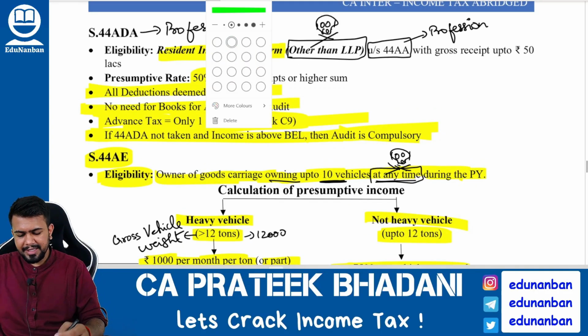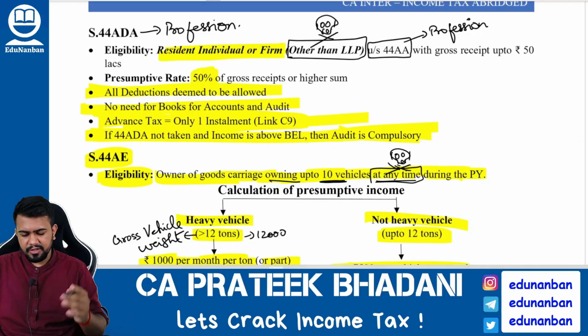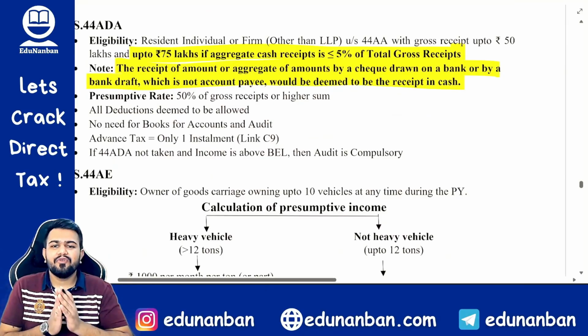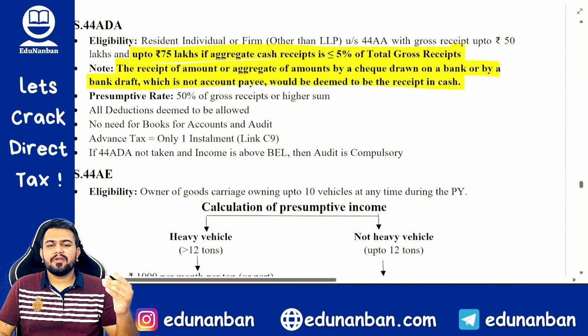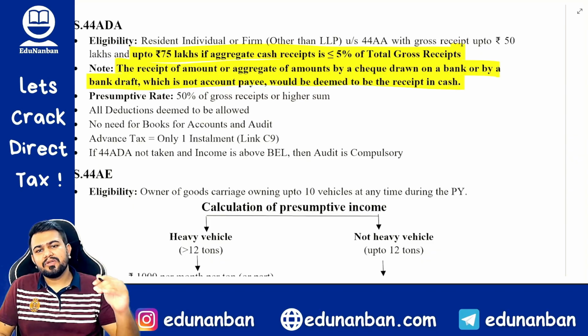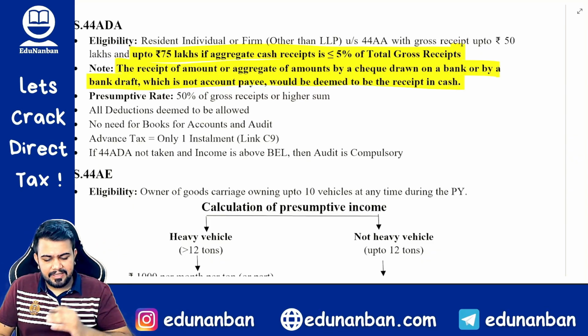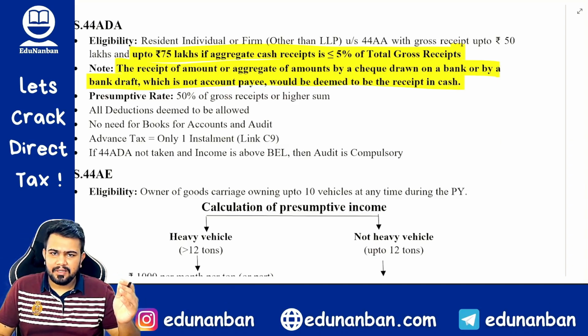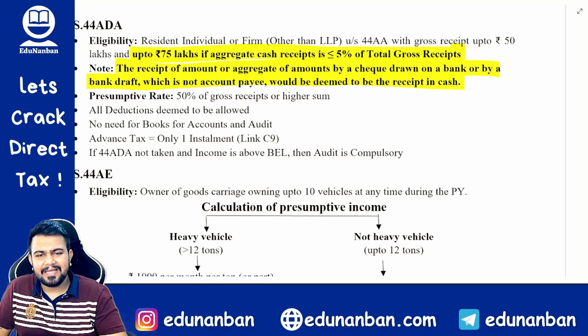Now here also there is an amendment. Who can opt for section 44ADA? Answer is resident individual or partnership firm other than LLP. Hence now LLP cannot opt for the 44ADA section. In section 44ADA also, there is a higher limit of 75 lakhs. We have learned that the limit is 50 lakhs. Now, the assessee can also claim a higher limit of 75 lakhs if the total cash receipts are within 5% of the total turnover or gross receipts. In this case, there will be only gross receipts.